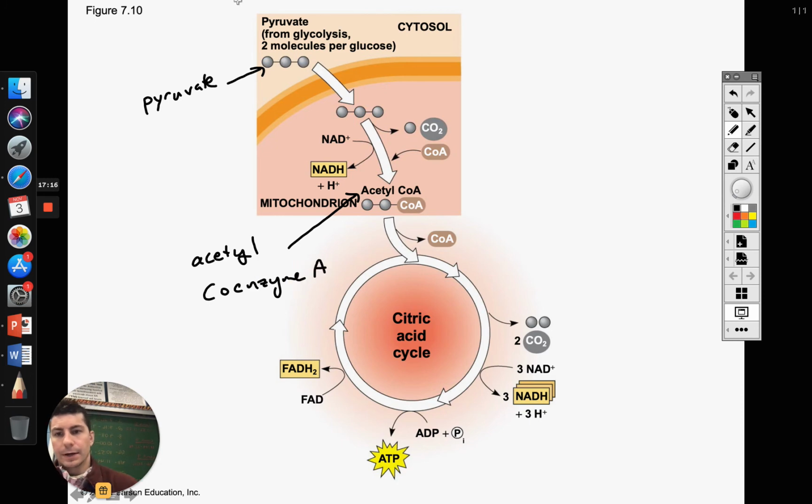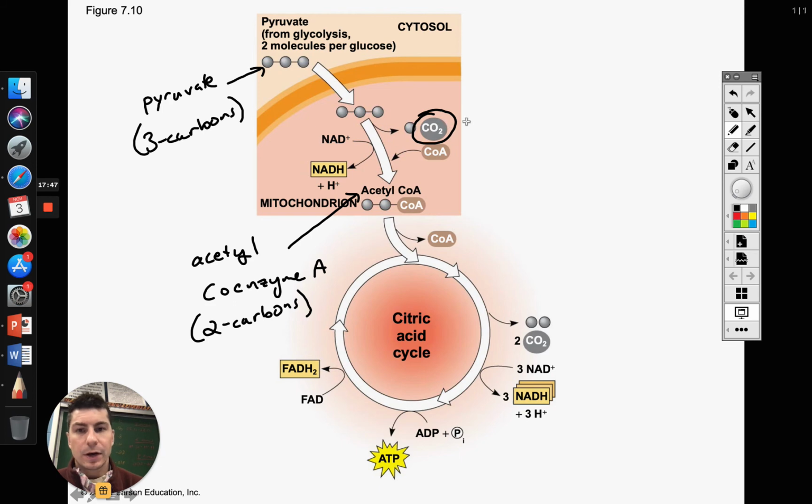All right. Now, here's the big thing with this. Pyruvate has 3 carbons. Acetyl coenzyme A has 2 carbons. So with this, we lost a carbon in this process. Where did that carbon go? Well, if we look at the diagram up here, that carbon escaped, combined with oxygen, and now we have CO2. So what do we do with CO2? It's going to get released from our bodies. We're going to breathe it out.